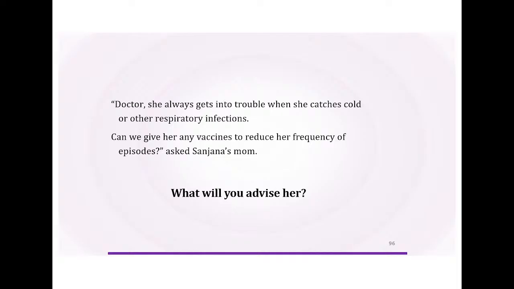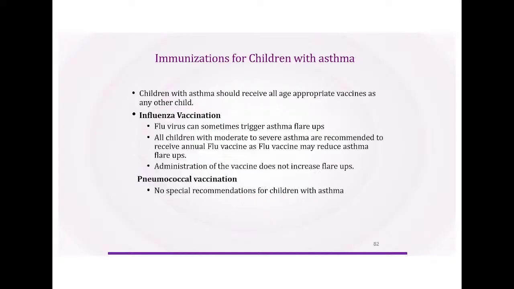Again, the parent has some complaint: she always gets into trouble whenever she catches cold or other respiratory infection, whenever she is getting viral infection, URI, she is getting into trouble, and can we give her a vaccine to reduce her frequency of symptoms? Again, these are the questions the parent will ask. For immunization in children, influenza vaccine we can advise, this is a recommended vaccine for children with asthma, that even a 50% reduction in URI episodes by influenza vaccine helps in reducing the exacerbation. So, that can be administered in all children with asthma.